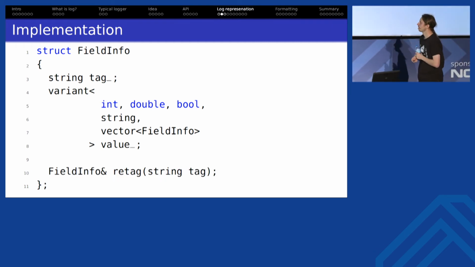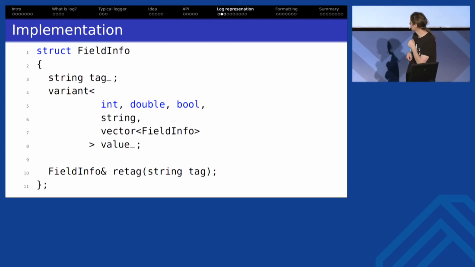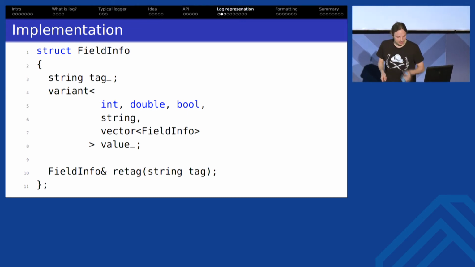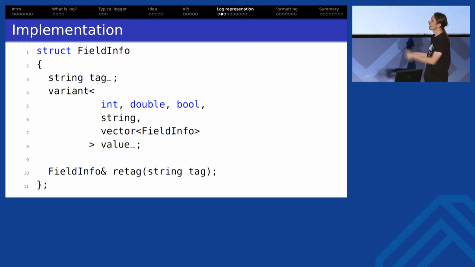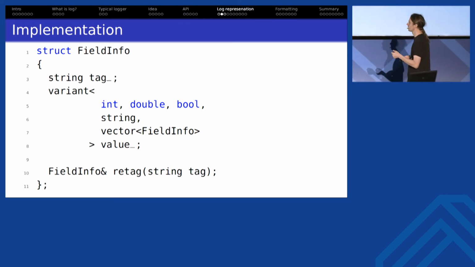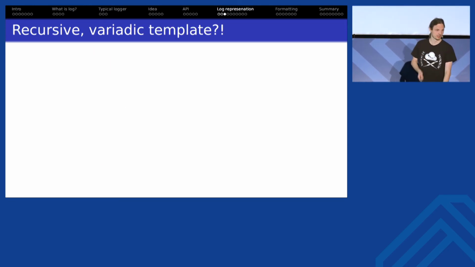Now the last part is a member function called retag that takes a string and returns a reference to the object itself. The purpose for it is to allow us to change a tag of the field info, so basically override this field in a nice and readable syntax. And we'll see it running in a second.